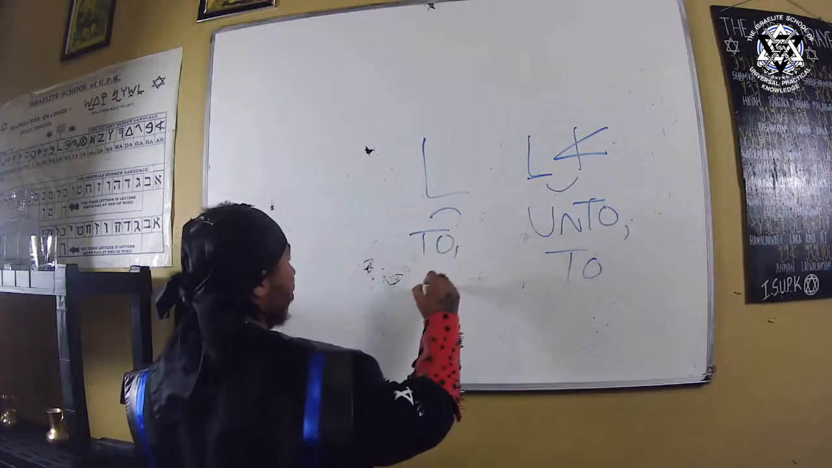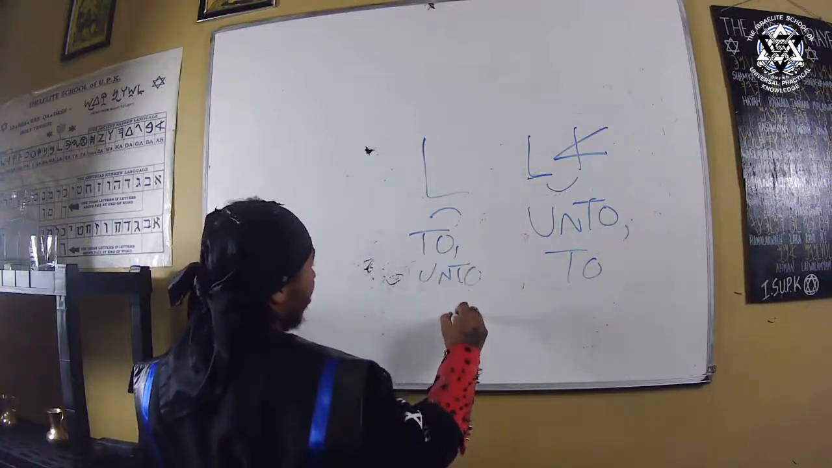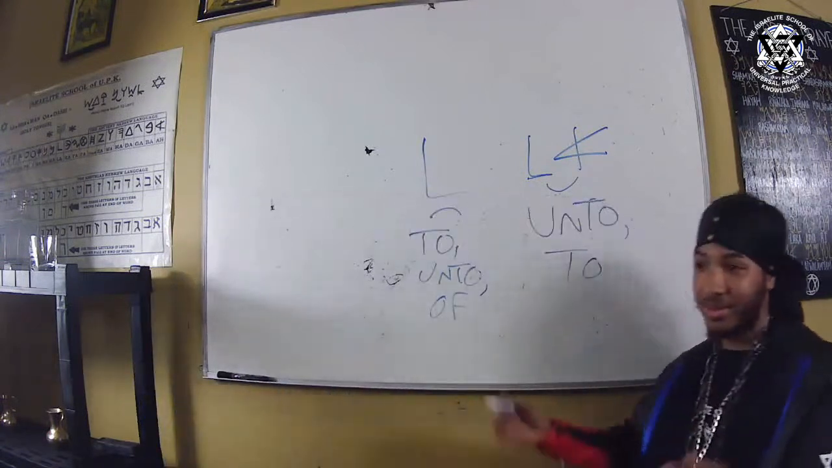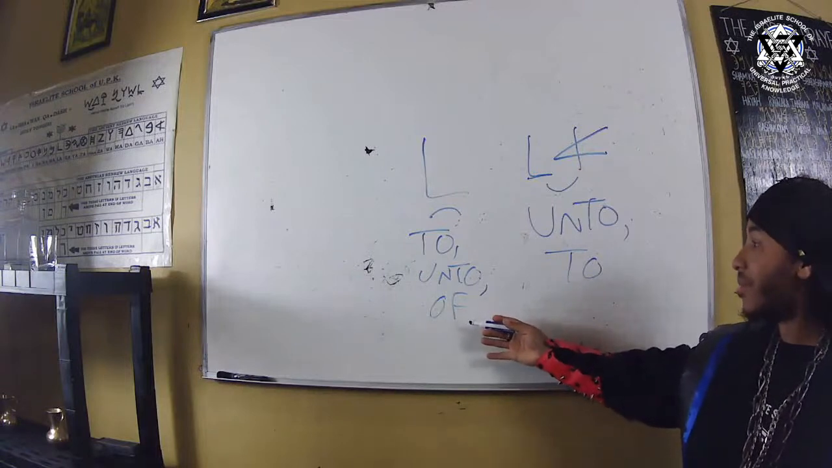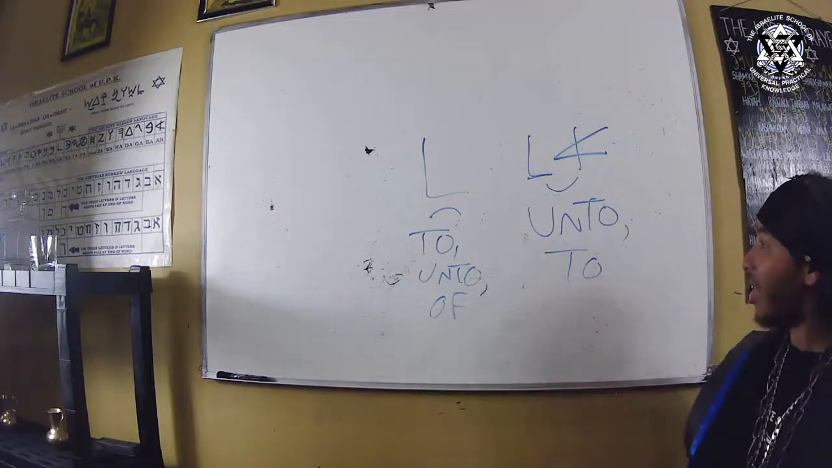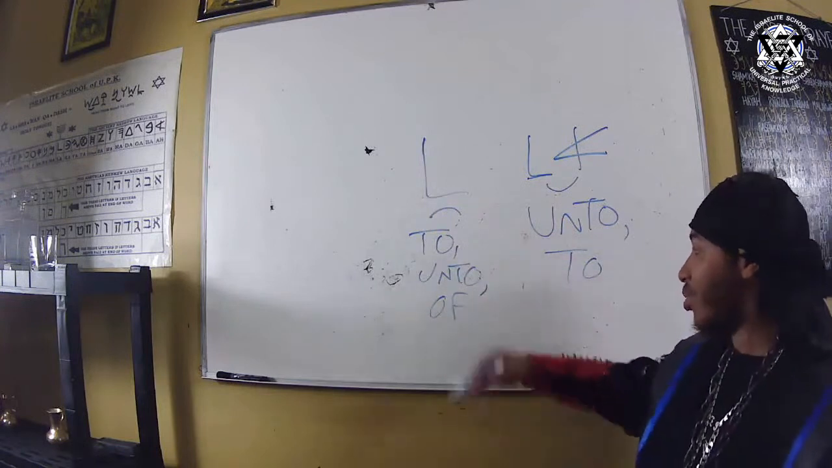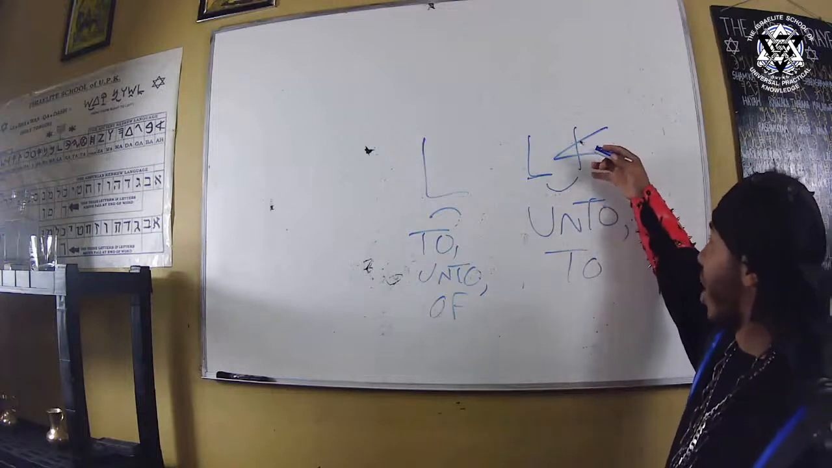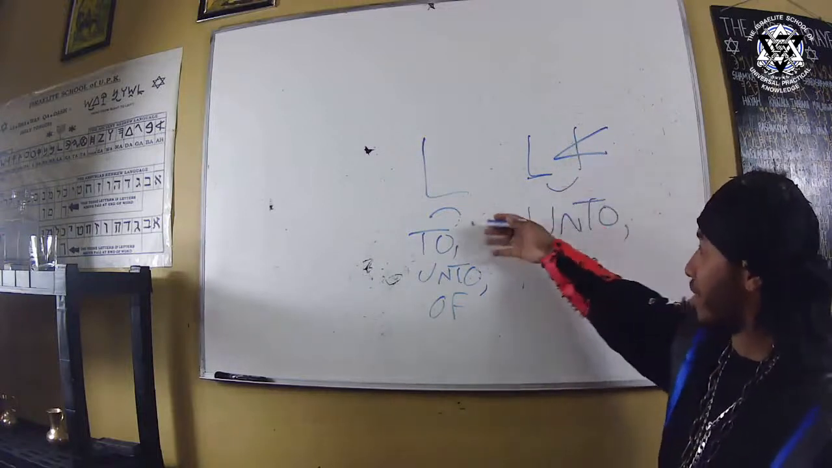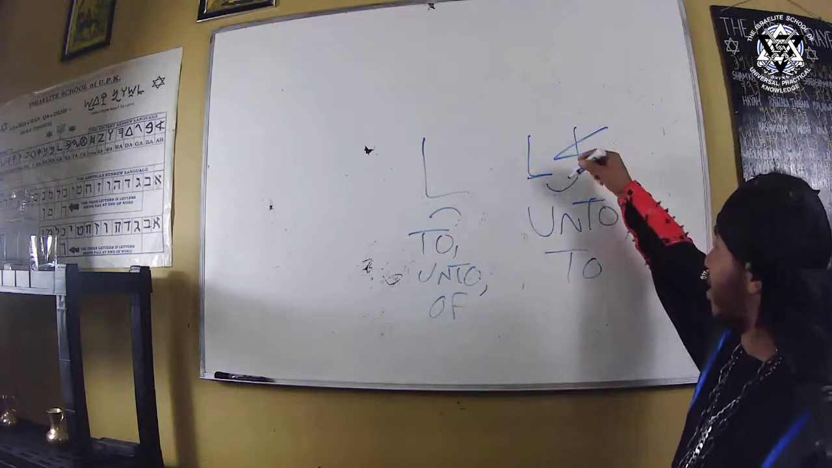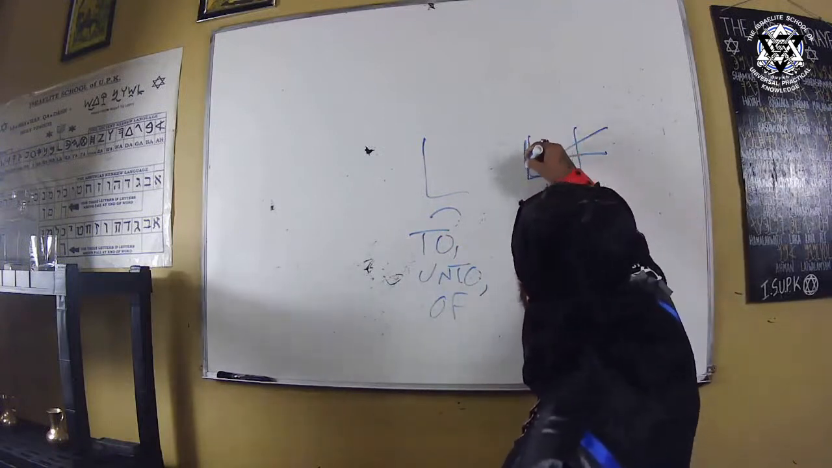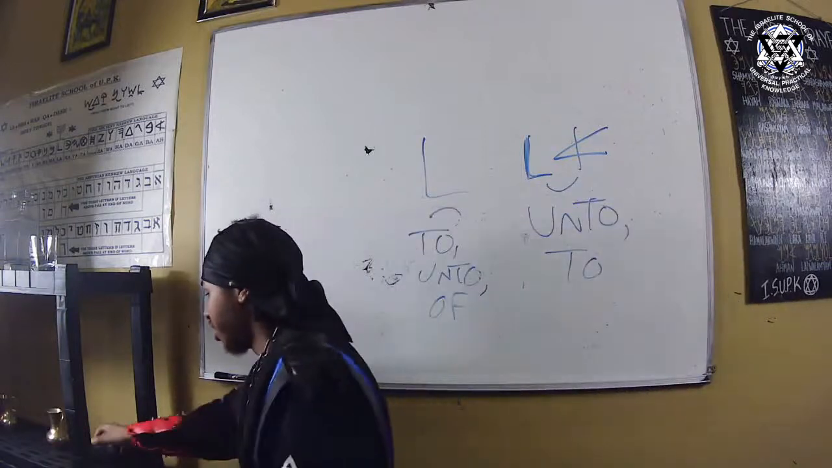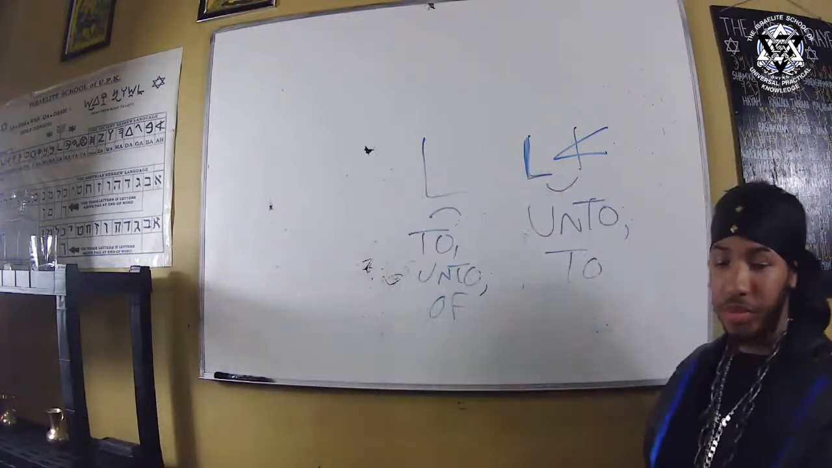La means to or unto. Sometimes they use it as of. There goes of again. It's just our slang. This is how we do it. La meaning to or unto or of. It's another way to say of. All right. The other actual word, like the word is a letter or a character. This is la, this is al, the actual word that means unto or to.